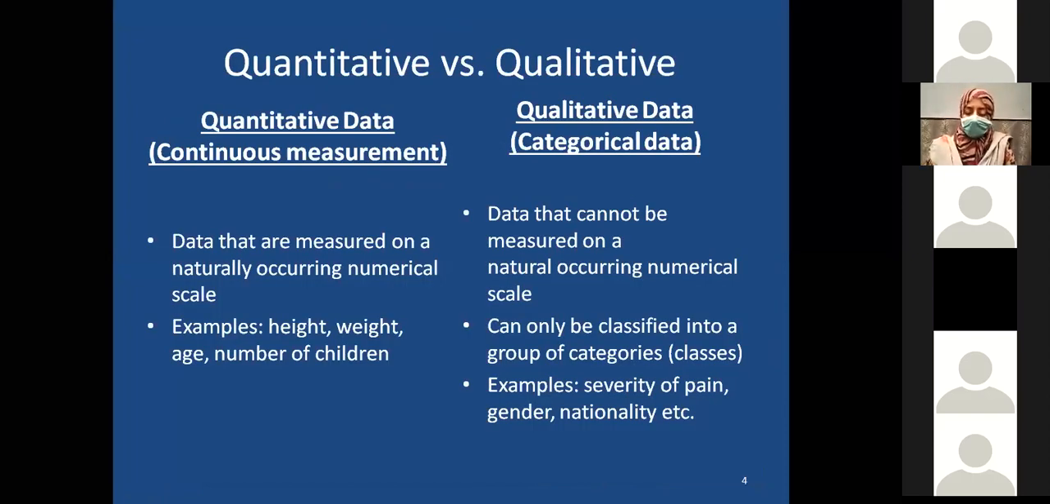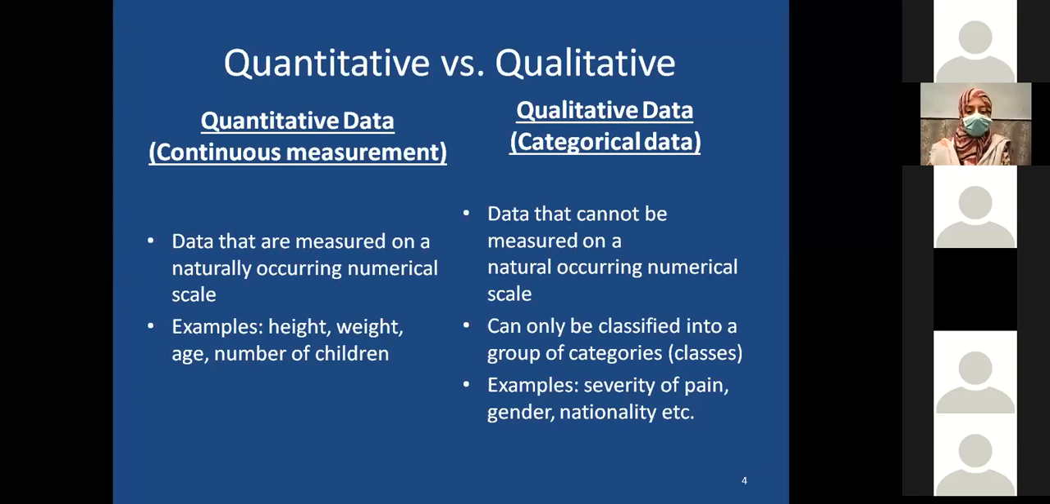Okay? Now a bit about types of data. So when you understand what are the different types of data, only then can you understand which type of presentation will you choose for your quantitative data or your qualitative data. Okay? So quantitative data, it's continuous measurement. It has fractions. Okay? The data that are measured on a naturally occurring numerical scale. For example, you have heights. Some people have height of 5 feet 9 inches, for example, and 5.9 inches.